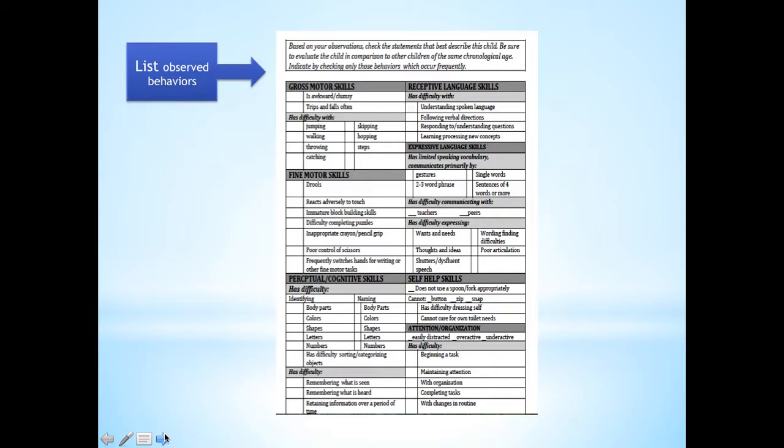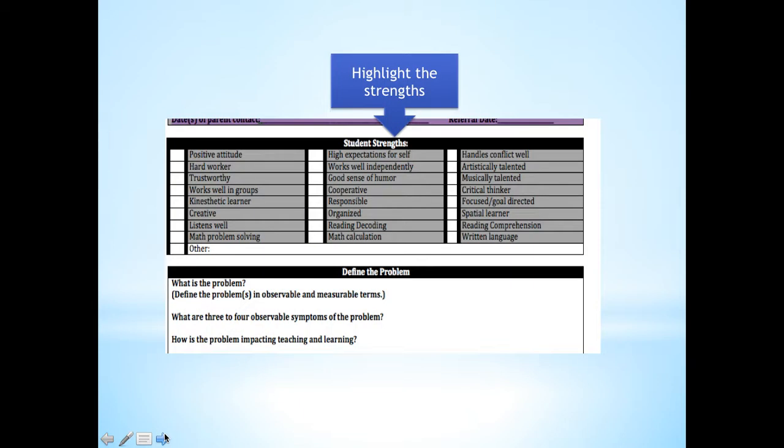I think it's really case-by-case depending on your students, because for our primary program as well as moving up to our middle school program, you'll see this is an opportunity to highlight strengths. You can just simply check off the box. What's missing up here is your identifying information. And then we actually define the problem. What is the problem? Define the problem in observable, measurable terms. What are 3 to 4 observable symptoms of the problem?